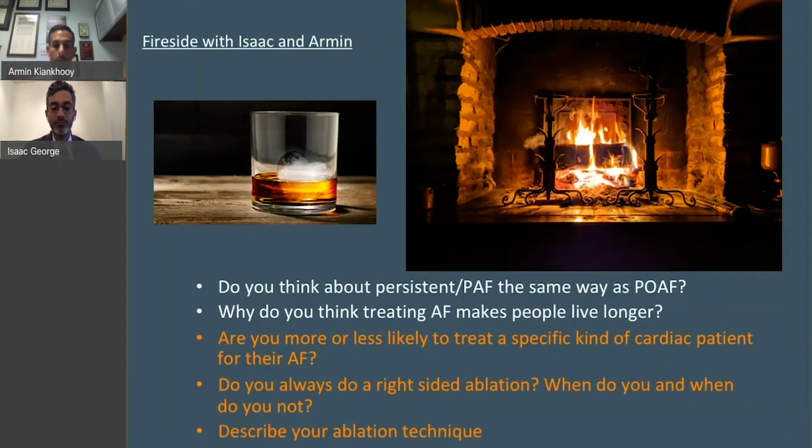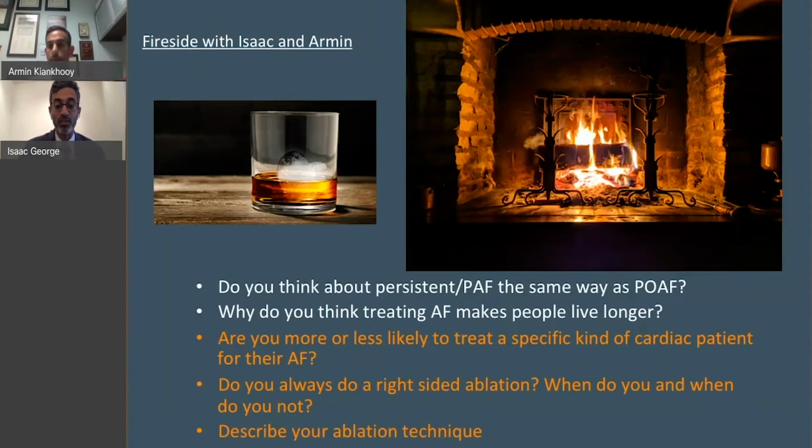Yeah, I totally agree. Do you always do a right-sided ablation, or when do you or when don't you just do a right-sided ablation? Yeah, another excellent question. And there's a lot of debate. There's a lot of people out there. They're purists, and I'm not necessarily a purist. To some extent, I do what's practical to me. I don't always do a right-sided ablation.